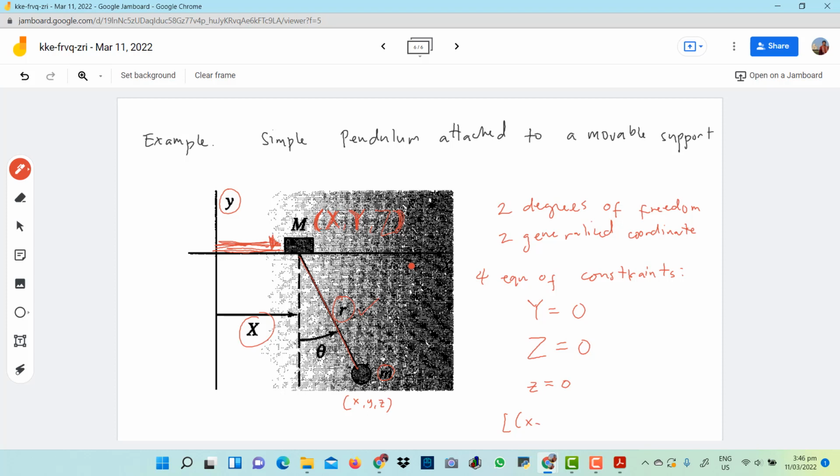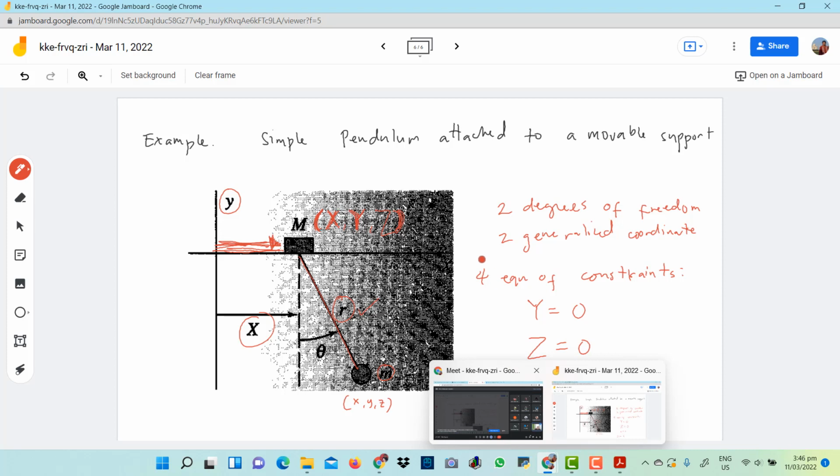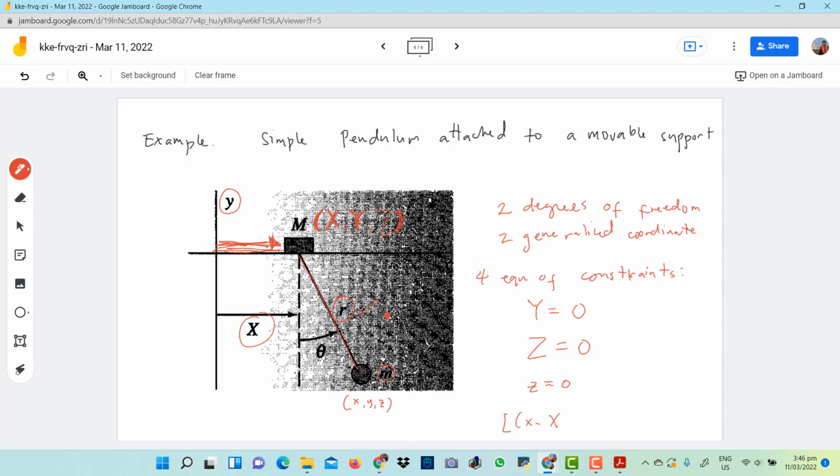Small x minus big X, quantity squared, plus y squared, minus R squared equals 0. So these are the 4 equations of constraints. As you can see, it is the quantity x minus X squared. Can you see that it is x minus X?